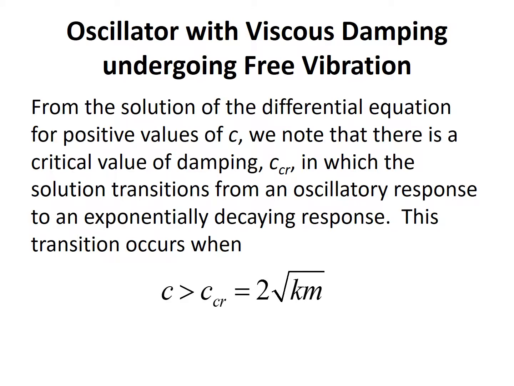If we were to solve the differential equation completely, we would note that there's a critical value of damping, which we call C critical, in which the solution transitions from an oscillatory response with decaying amplitude to an exponentially decaying response that does not oscillate. This transition occurs when C is greater than the critical value, which in the solution of the differential equation is found to be 2 times the square root of km.